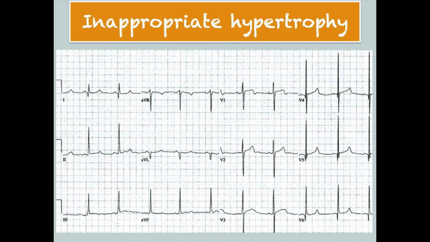Also keep in mind that asymmetrical septal hypertrophy produces deep, narrow, dagger-like Q waves in the lateral and inferior leads. You can see them here in lead 1, AVL, and V5 and V6.